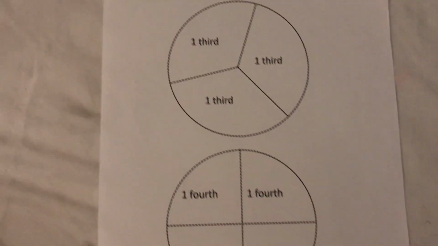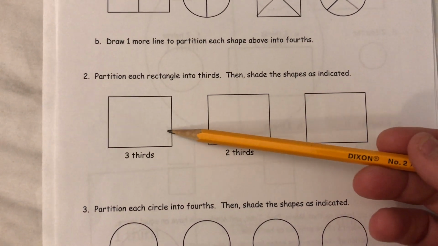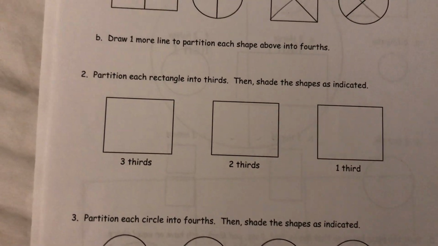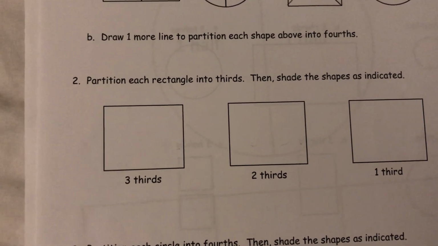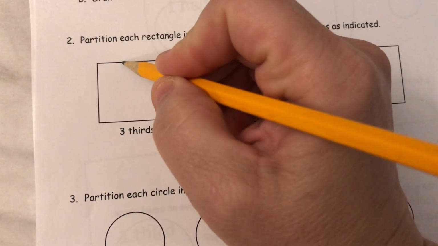And that, my friends, can be found over here. If you're not sure what fourths are going to look like or how to partition, go back to those sheets that we included. Now down here, it wants you to partition the rectangles into thirds. So let's start there. So this one is three thirds.